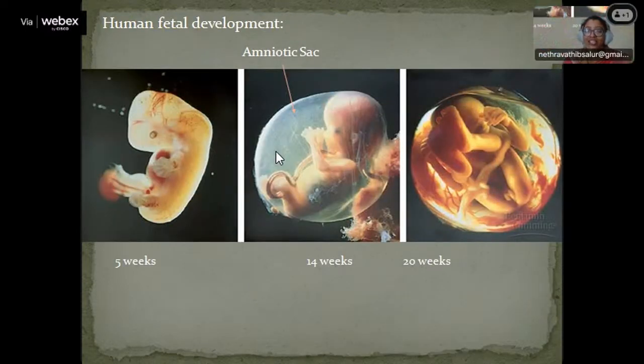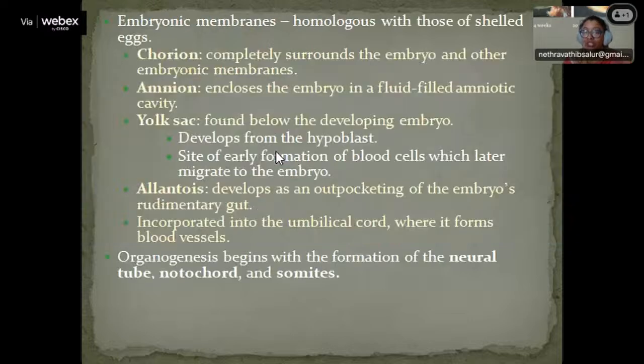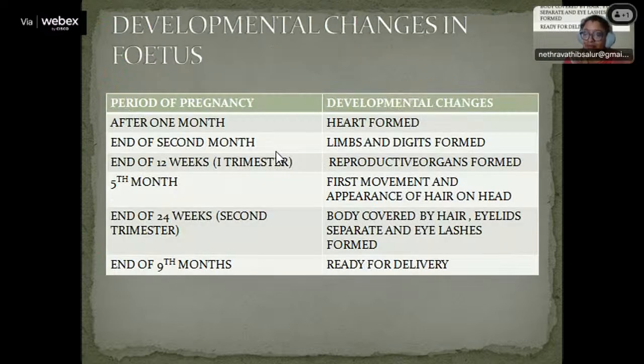Here you can see the different stages of fetal development of the human fetus. In 5 weeks, only the heart is developed, along with the blood vessels. In the second to fourth week, you can see the limbs are developed, and the eyes are also developed. In 20 weeks, the entire body is developed, and we can also decide the sex of the individual. Now, this is very important for the MCQ questions. So please remember this part.